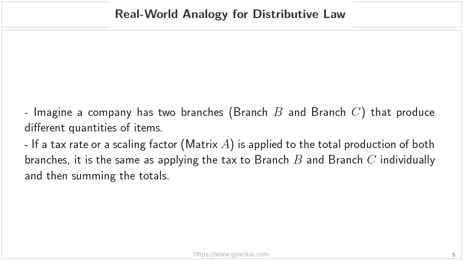Now, suppose there is a tax rate or a scaling factor, represented by matrix A, that needs to be applied to the company's production. If we apply this factor, matrix A, to the combined total production of both branches, which is mathematically equivalent to multiplying matrix A by the sum of branch B and branch C, it is exactly the same as applying that tax to branch B and branch C individually first, and then summing those two totals together. Essentially, this illustrates that multiplying a matrix by the sum of two others is the same as multiplying them separately and then adding the results.